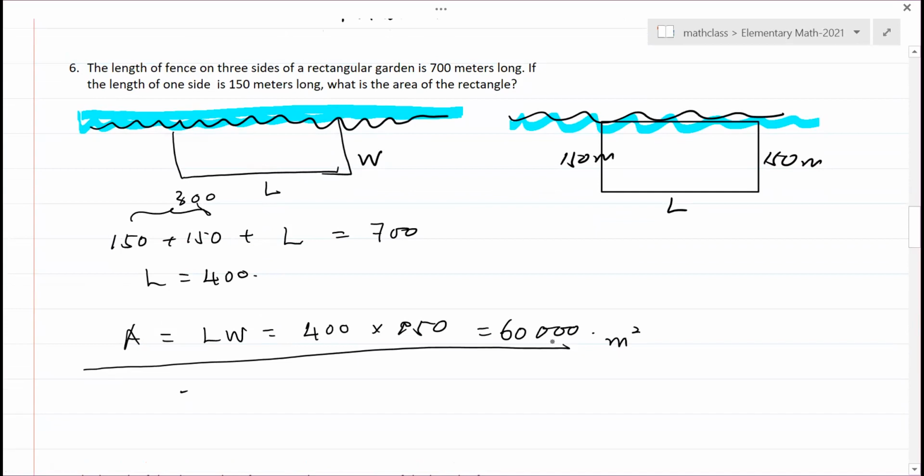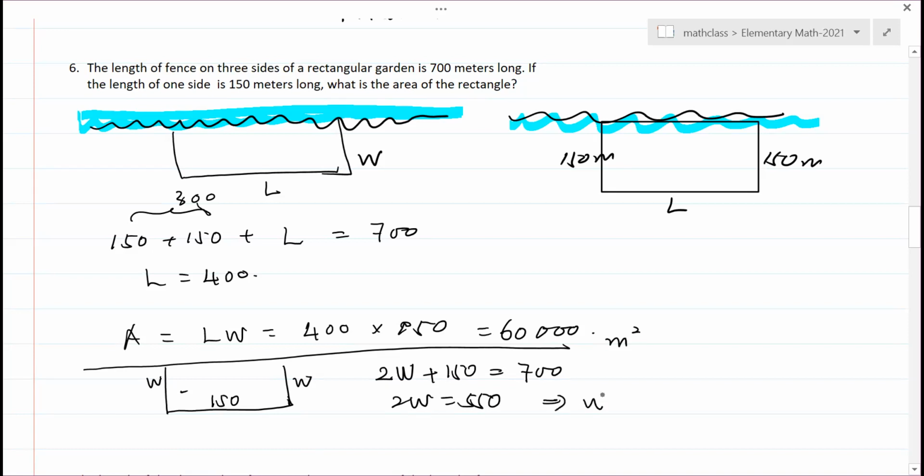So think about this, right? If this is the length of one side, you have 3 sides of the rectangle, got it? If this side is 150, then you don't know the width, right? Then probably get different answers. So 2W plus 150 is going to be 700, right? Then 2W equals 700 minus 150, which is 550, right?